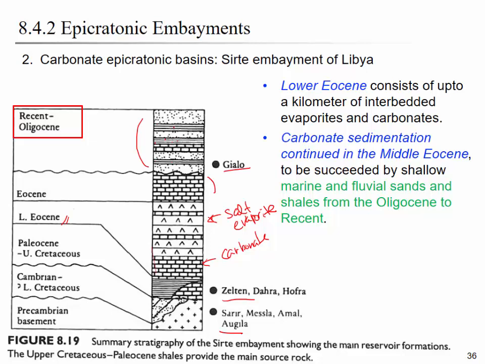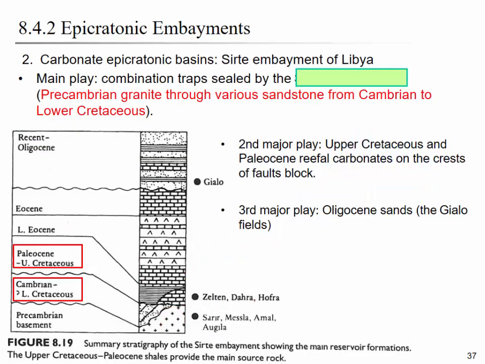Fine soil. And this is basement, right? Could be basaltic or granitic. So the main play in this basin is combination trap sealed by the unconformity. So pre-Cambrian granites through the various sandstone from Cambrian to lower Cretaceous.